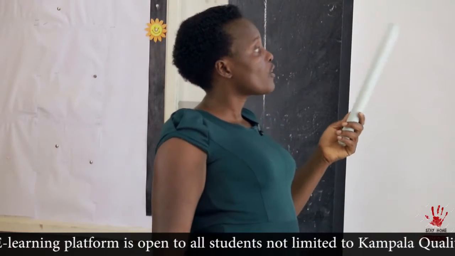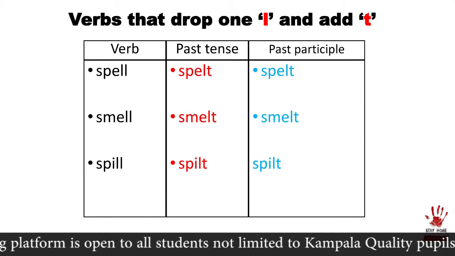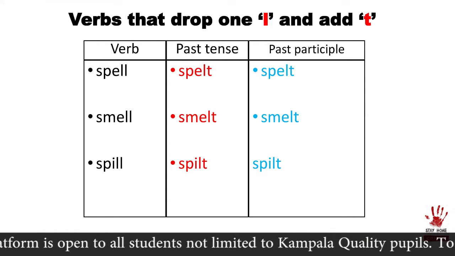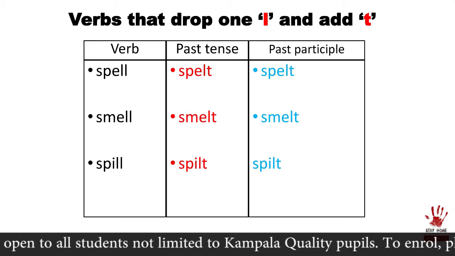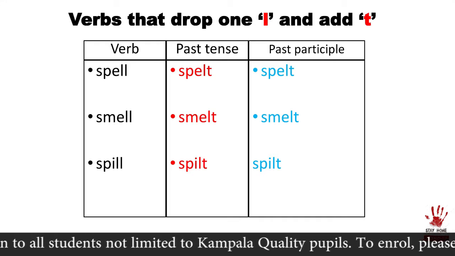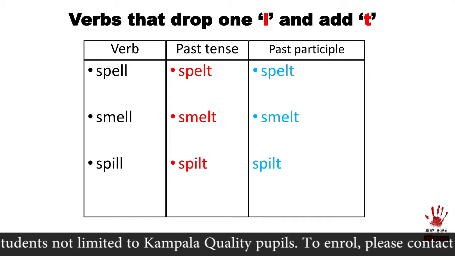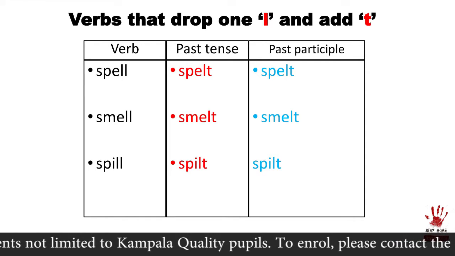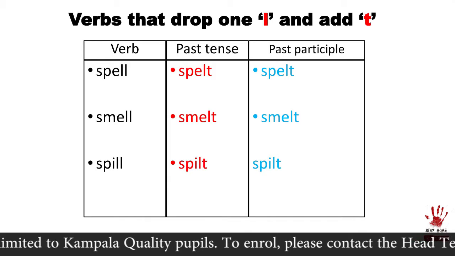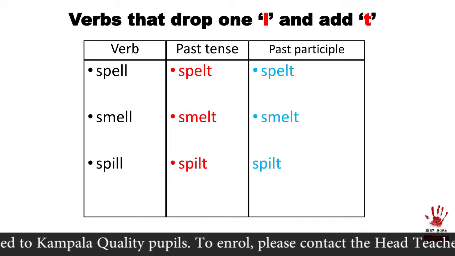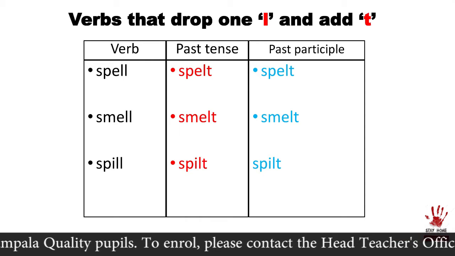We continue. We look at the verbs. I gave you 3, but I want you to add for me more verbs which end with double L, and in past tense we drop a single L to make it T. In past participle we again drop a single L to make it T. Let's read together. Spell, spelt, spelt. Smell, smelt, smelt. Spill, spilt, spilt.